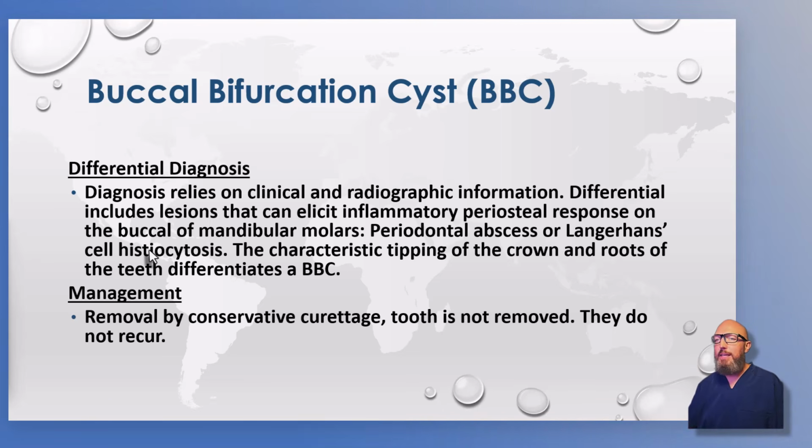And so that's why a lot of times I look for that classic tilting of the teeth. This does mention Langerhans histiocytosis. I feel like buccal bifurcation cysts, more often they're well-defined corticated because they are a true cyst. Whereas Langerhans usually doesn't have that nice corticated outline. You can tell it's more of a destructive thing. But pay attention to that characteristic tipping of the crown.